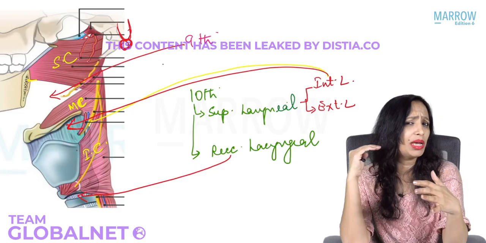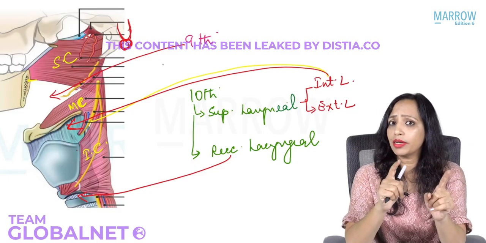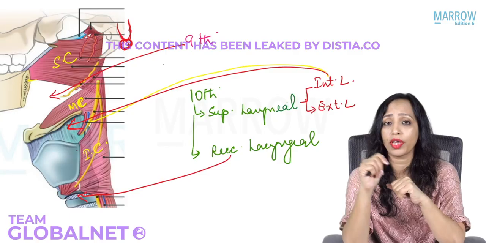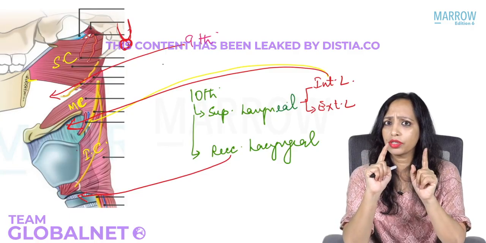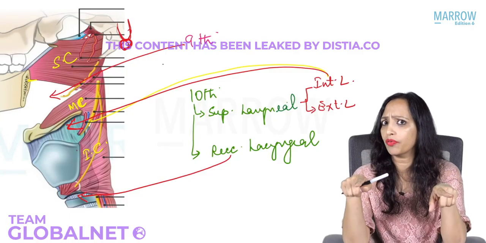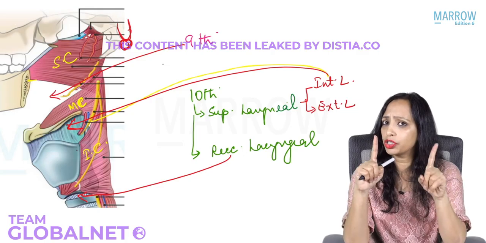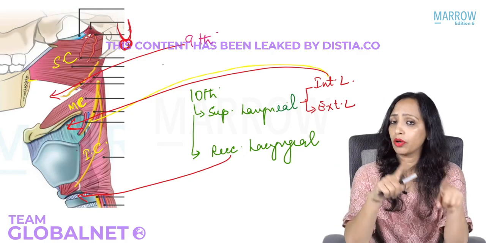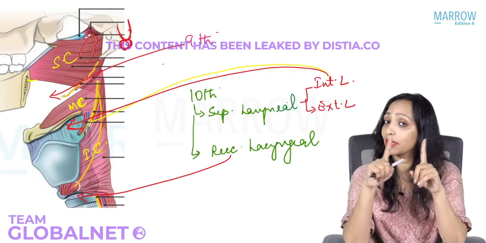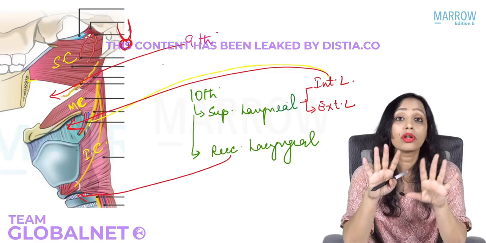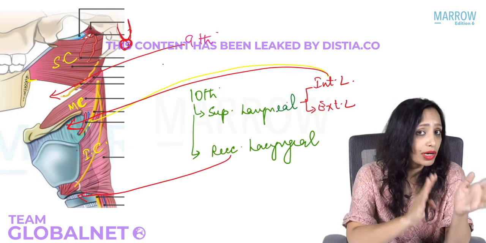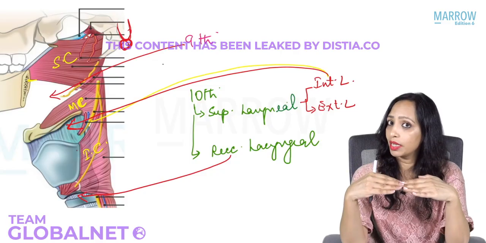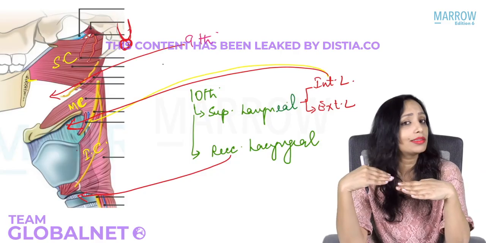So if somebody immediately asks you, what is the nerve that enters in between the inferior constrictor and the esophagus? What you have to think? Inferior constrictor and esophagus, that is the lower border of inferior constrictor. So that has to be which nerve? It is not a muscle of the larynx. It is a muscle at the level of the larynx. So yes, the inferior branch of vagus, that is recurrent laryngeal.